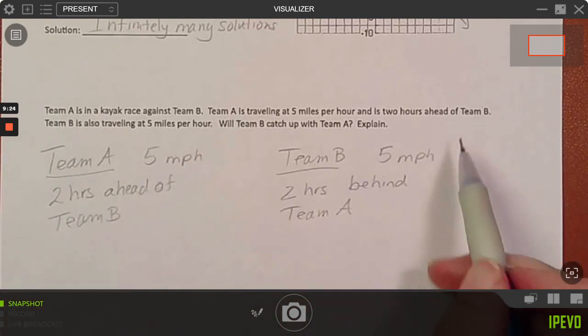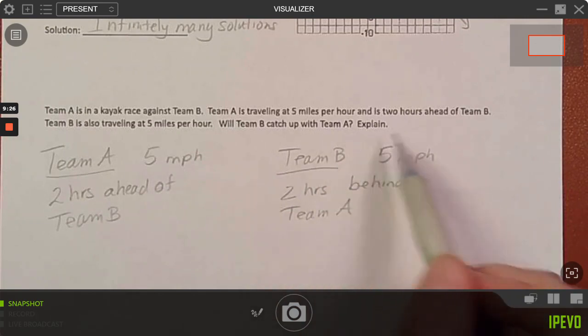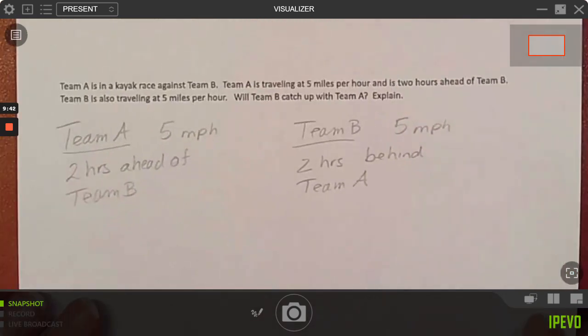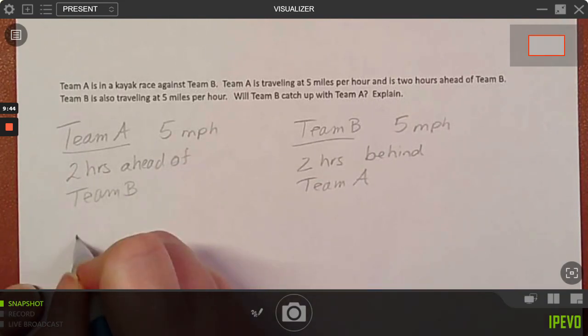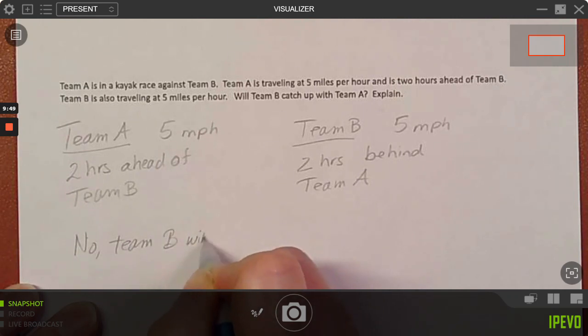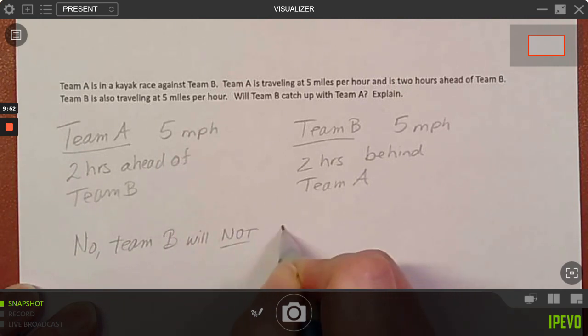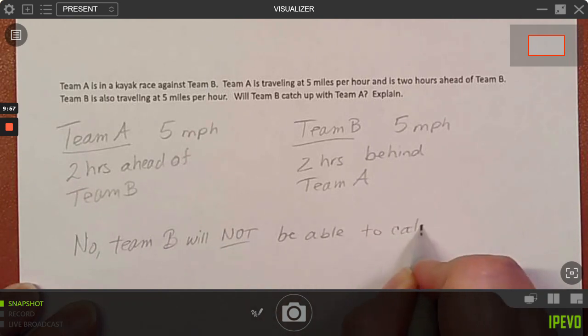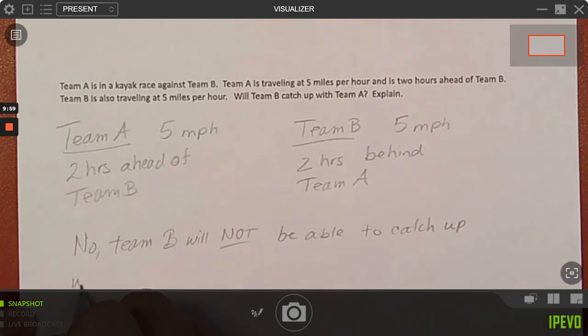All right, and so will Team B catch up with Team A? Well, if they're both going at the exact same speed, and Team A is 2 hours ahead, Team B won't be able to catch up, because they're traveling at the exact same rate of speed. So no, Team B will not be able to catch up with Team A.